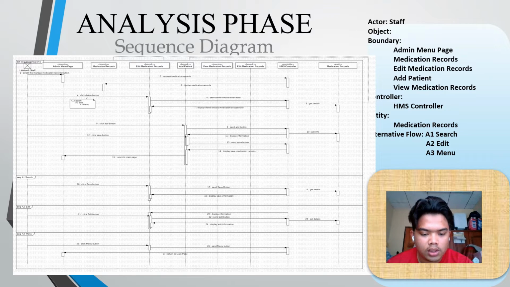For the A1, which is search, the staff will click save button, the system will send the save button, and then it will appear the get info, and the system will display save information. And then for the A2, which is edit, the staff will click edit, then the system will display information, and then send the edit button, and it will get details. After that, the system will display edit information. For the A3, the staff clicks the menu button, and then the system will send the menu button. After that, it will return to main page.